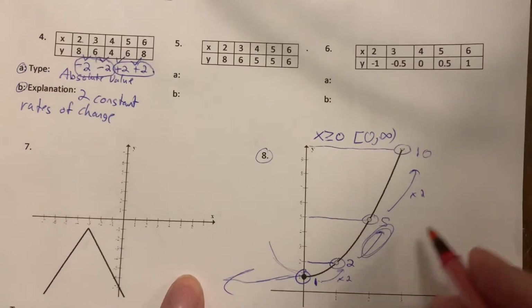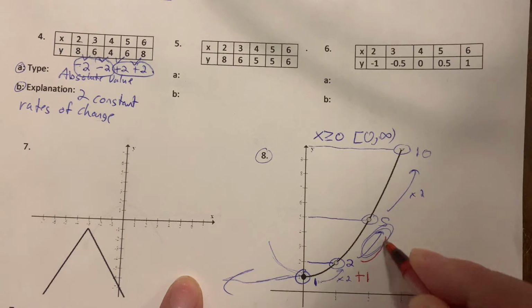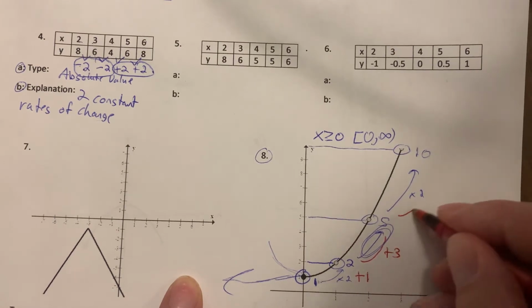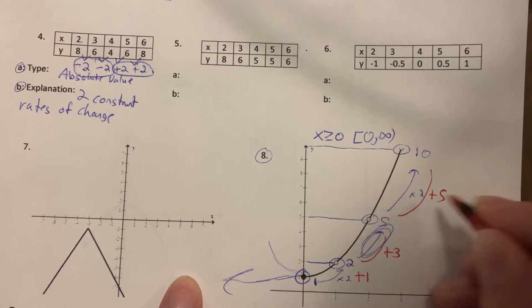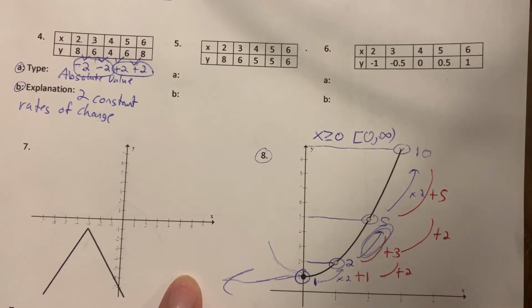Here, instead of a multiplier, we're looking for the second difference. So here, going from 1 to 2 is adding 1. Going from 2 to 5 is adding 3. Going from 5 to 10 is adding 5. And these have a constant second difference of adding 2 each time. And because of that constant second difference, we can see this is quadratic.